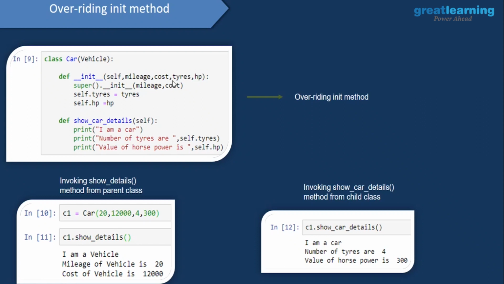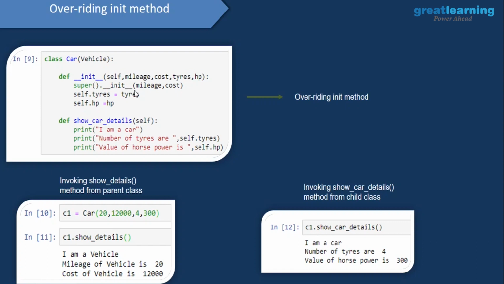And after passing in the values of the parent class, I'll go ahead and assign the values for the child class as well. So here, as you see, self.tires is equal to tires. I am assigning the value of tires over here to the attribute of the car class. Similarly, I am assigning the values of HP over here to the attribute of the car class.